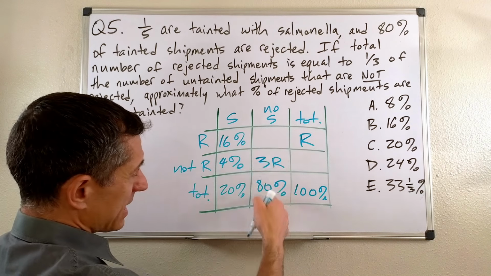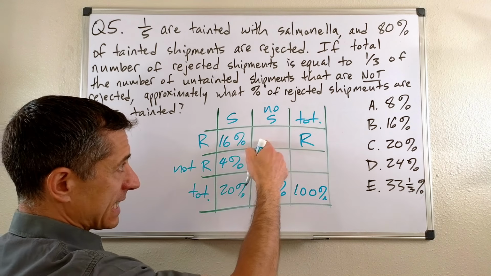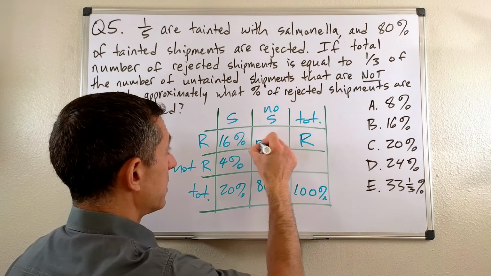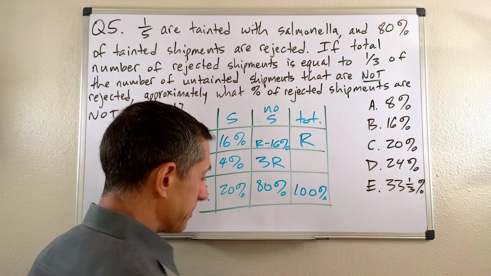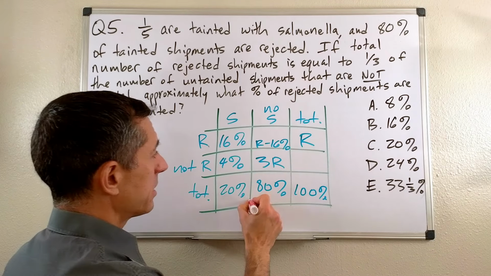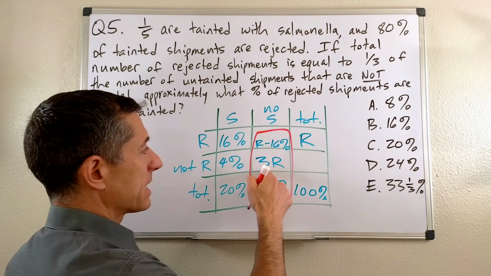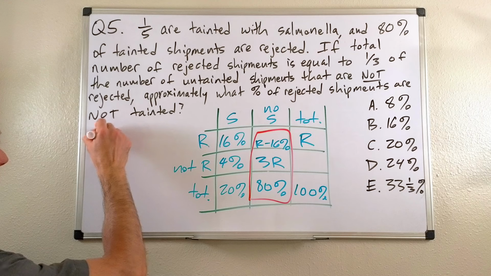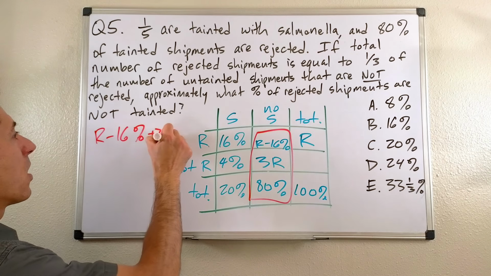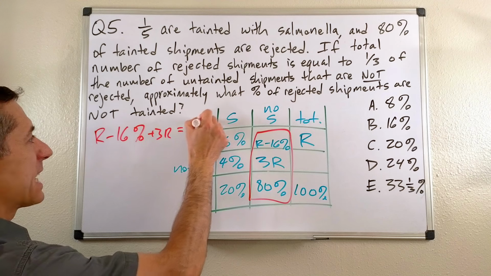So I'm going to use this column here. R minus 16 gives me this right here, the number of rejected shipments that are not tainted. So R minus 16%. And now we've got what we want. We've got one equation, one variable. This plus this has to give me 80%. Let's rock and roll. R minus 16% plus 3R is 80%.